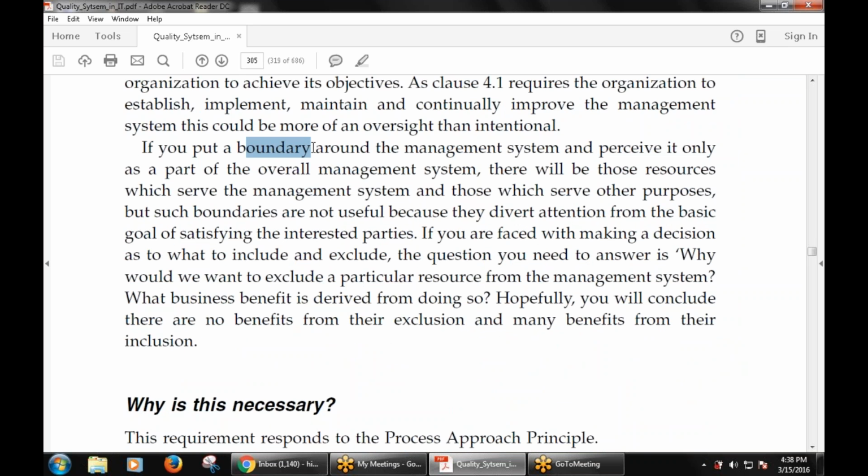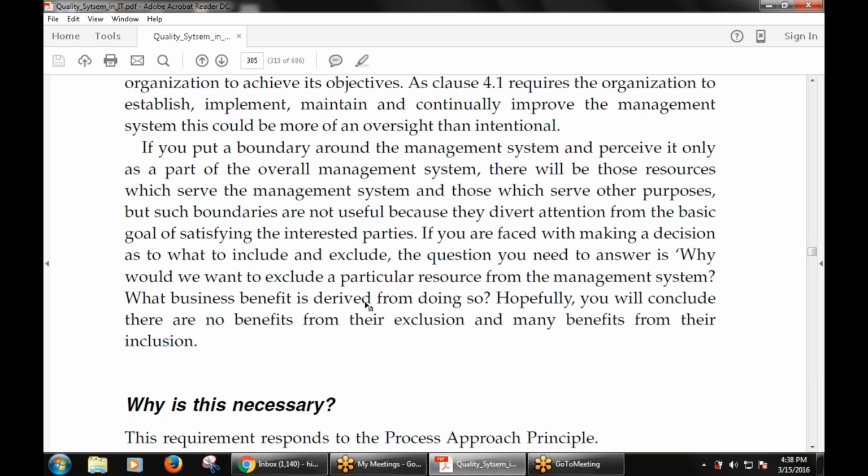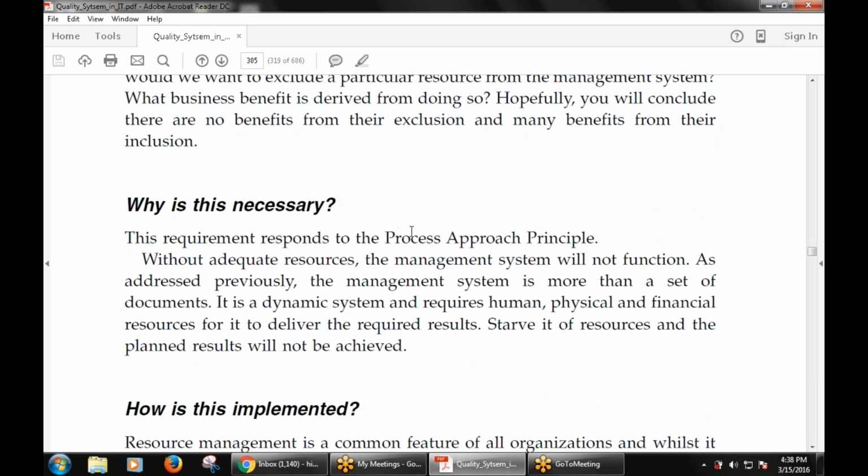Now, if you put a boundary, a limit around the management system and perceive it only as a part of the overall management system, there will be resources that serve the management system, and also those which serve other purposes. There are other resources that manage things other than the management system. Now, what business benefit is derived from doing so? Why is it necessary? That leads to the process approach principle, which is required for maintaining the effect.